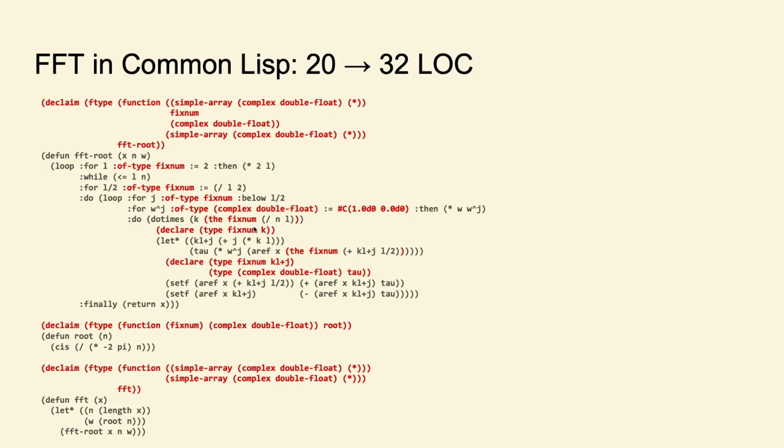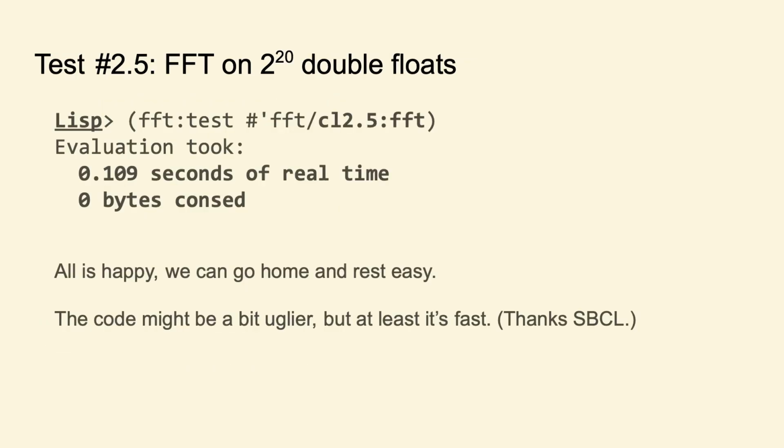Now, when you do this, you better be damn sure, of course, that your variables are not exceeding the size of a fixnum. They probably won't, or you're not accidentally storing one thing that shouldn't be. SBCL is pretty good at proactively telling you if you're making a mistake. And if we do that, we recover the speed that Coalton got. 0.1 seconds, 0 bytes consed, everything is good, we're all happy. Code might be a little uglier, but at least it's fast. SBCL did a great job here.